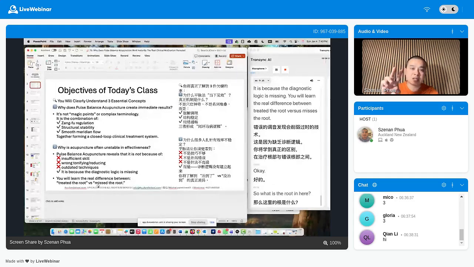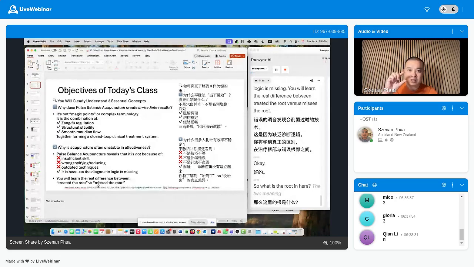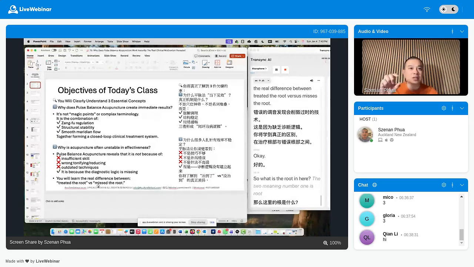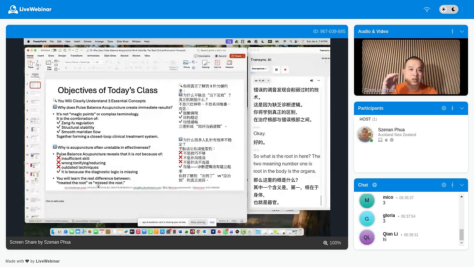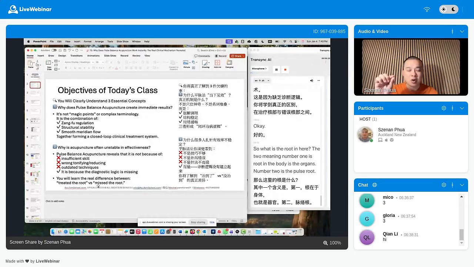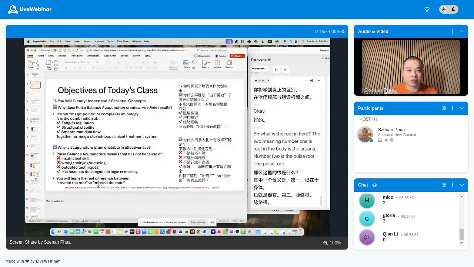So what is the root in here? There are two meanings. Number one, the root in the body is the organs. Number two is the pulse root. So there are two meanings of the root here.